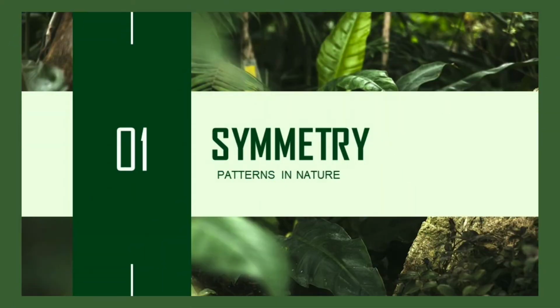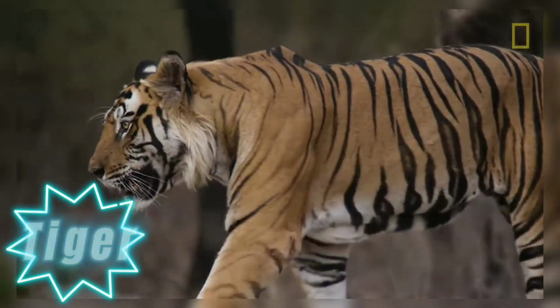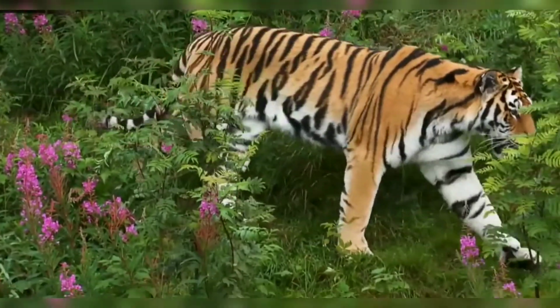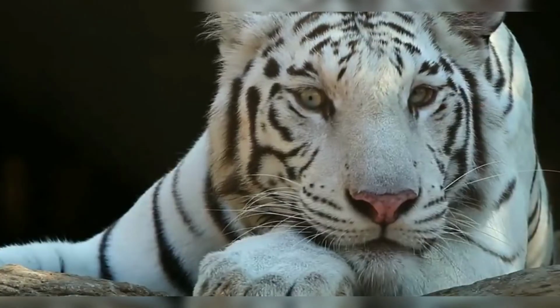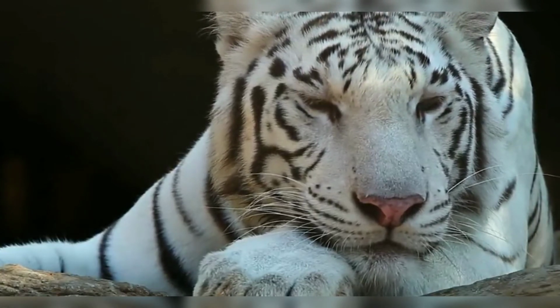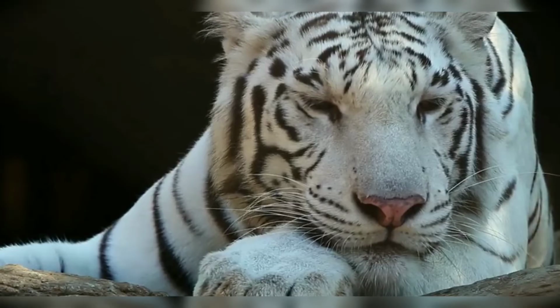Number 1. Symmetry patterns in nature. Symmetry is a design or pattern that is identical on both halves when folded. In my observation, tigers have bilateral symmetry. Bilateral symmetry means something has symmetry across one plane, which means one side of their body approximately mirrors the other side.